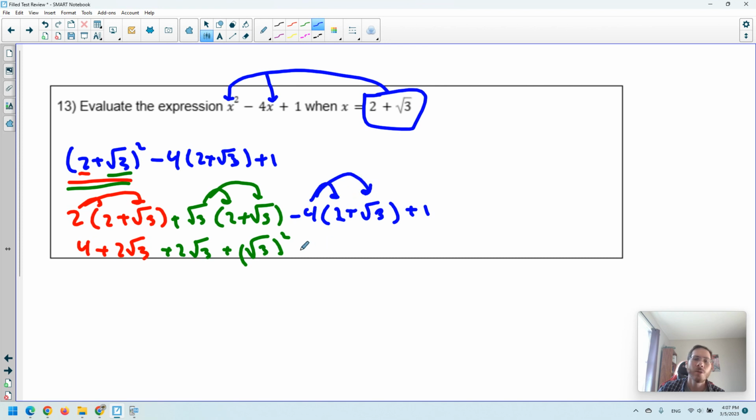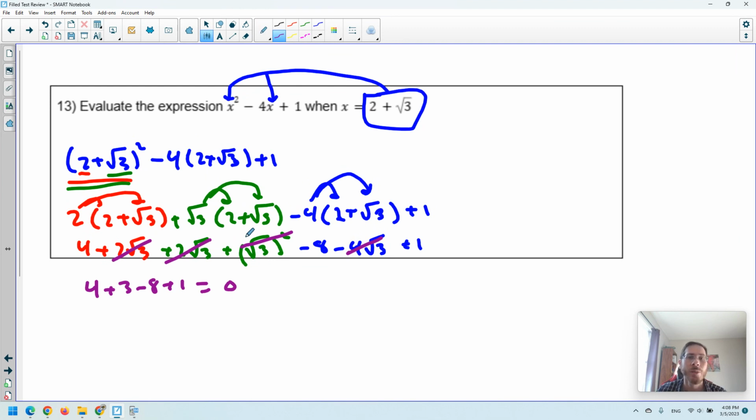Negative 4 times 2 is negative 8. Negative 4 times radical 3 is minus 4 radical 3's. We still have plus 1. And now it's time to cancel some things out. So I've got 2, 4, 0 radical 3's left. All those are going to eventually cancel each other out. Square root and squared cancel out. And so I've got 4 plus 3 minus 8 plus 1. But that's actually 0. So I guess we just got 0 on this one.